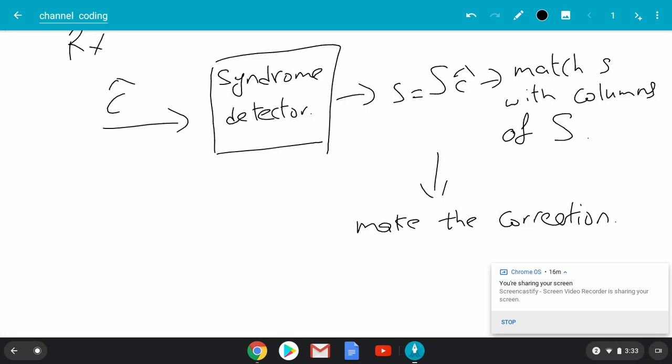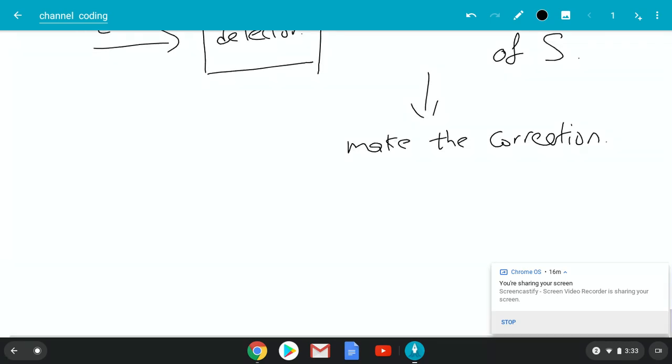You first calculate the syndrome. Then once you know the syndrome, you match it with a specific vector, a specific column in capital S, and then you know where the error is, and you go make the correction. Okay, so that's pretty much it. The linear block coding.